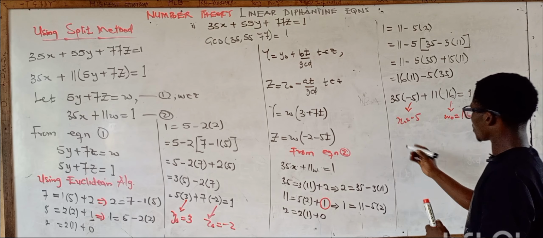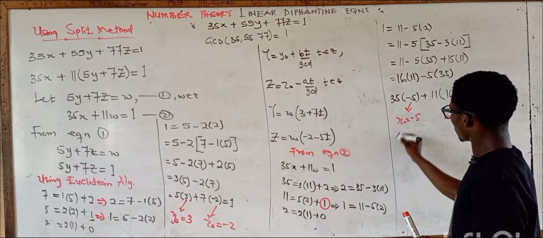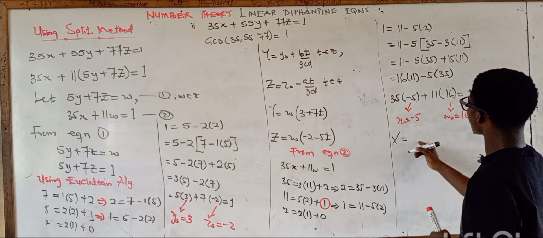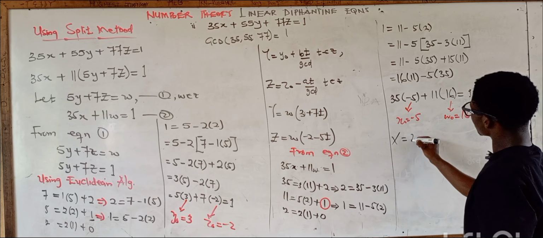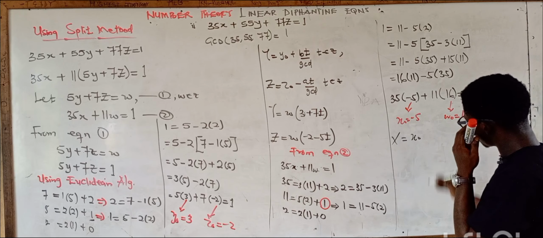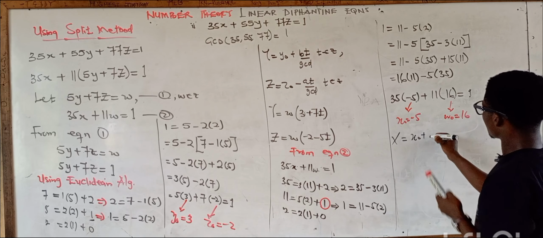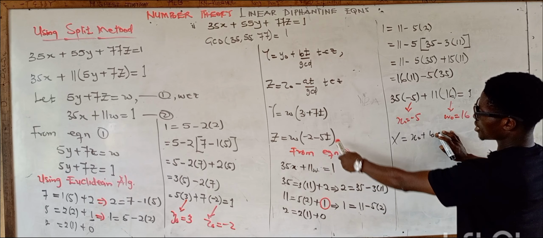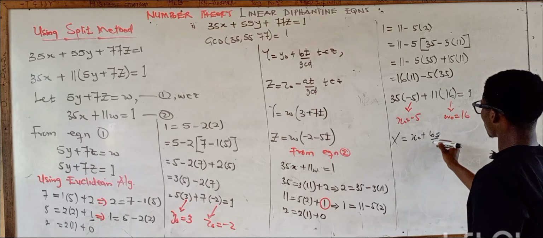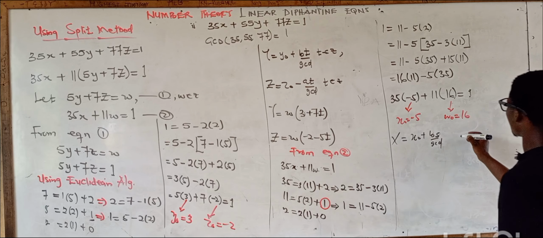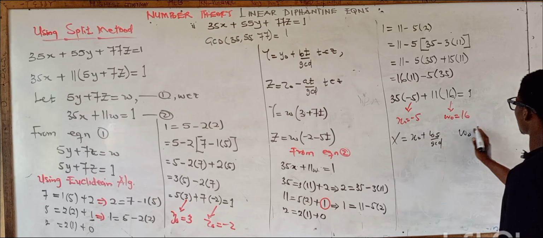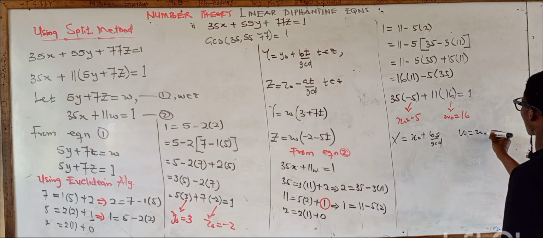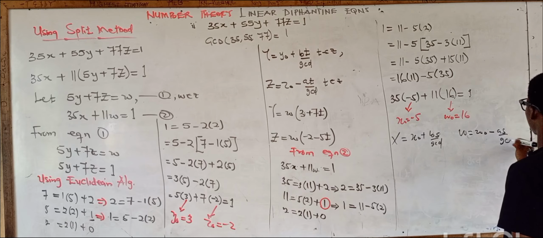Now we can find the general solution. So the general solution for x is going to be x naught plus bt. Let's make it s because we have t here already. So x is x naught plus bs all over the GCD, and then our w is equal to w naught minus as all over the GCD.